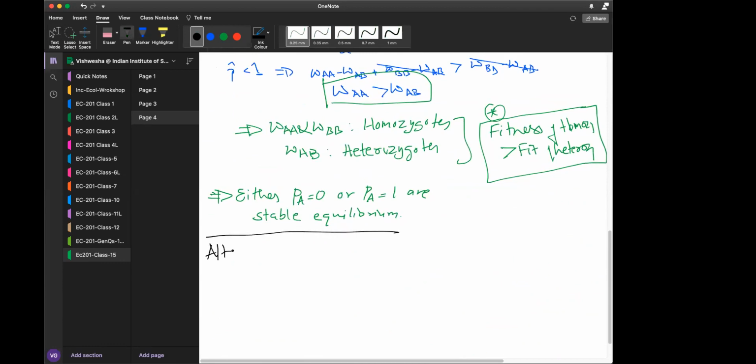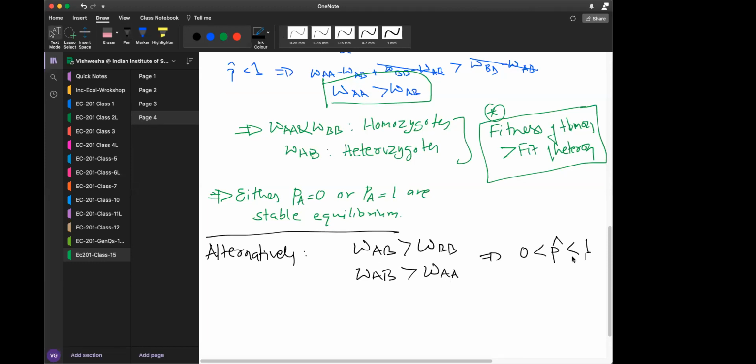Alternatively, we can have the following. We can have omega AB is greater than omega AA and omega BB. Omega AB meaning the fitness of heterozygotes is greater than that of homozygotes. If this condition happens, then again p star, you should verify this for yourself.